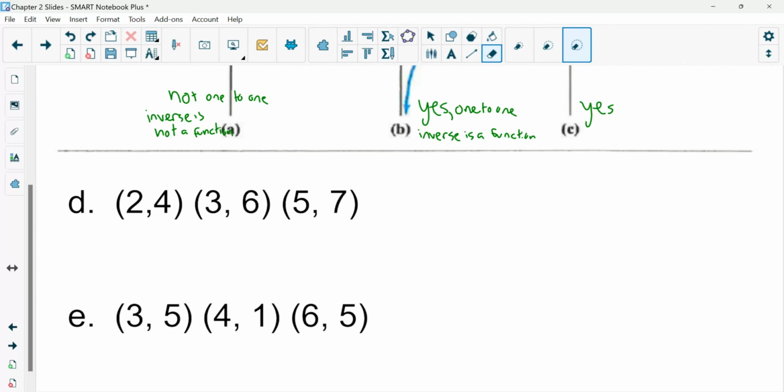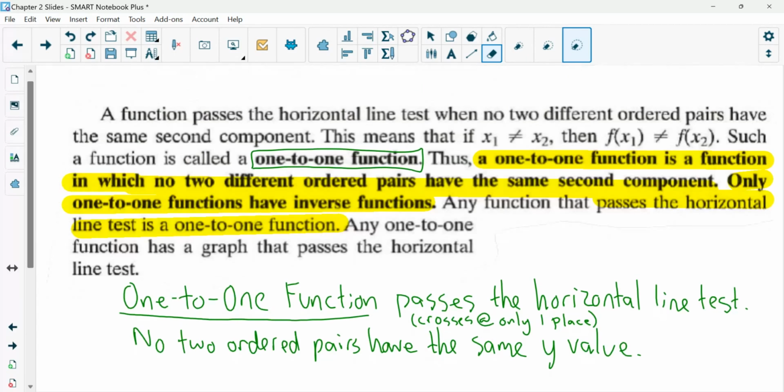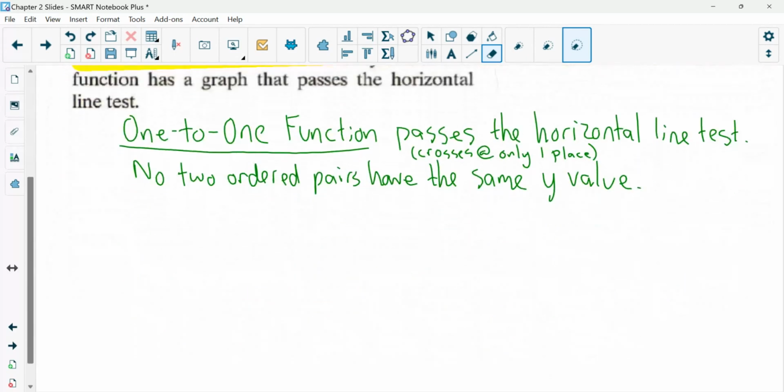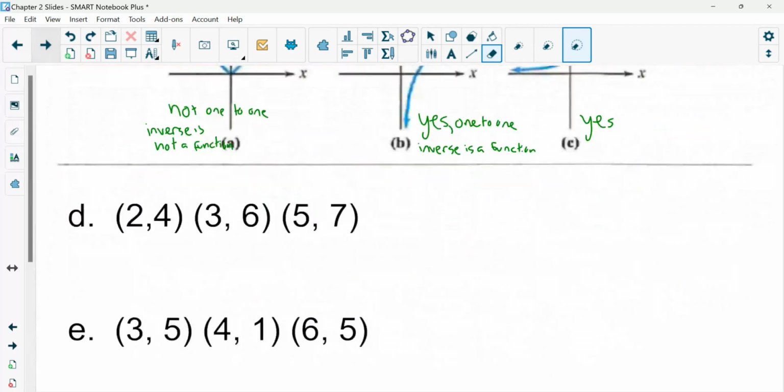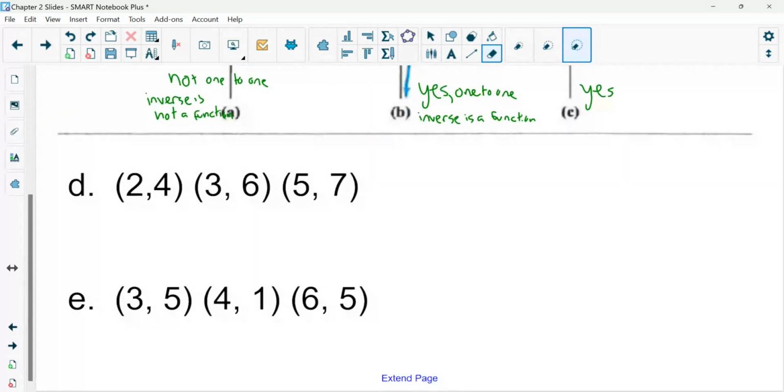So again, the question is, are these one-to-one? If we go back to our definition, our definition of one-to-one was it can pass the horizontal line test, or we said no two ordered pairs have the same y value. If you have the same y twice, then it's not one-to-one. If we look here, these are different y values for each of those. So that means this one would be one-to-one. And again, if it's one-to-one, that means our inverse is a function.